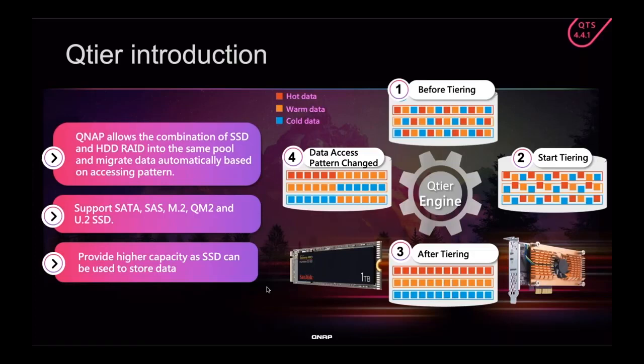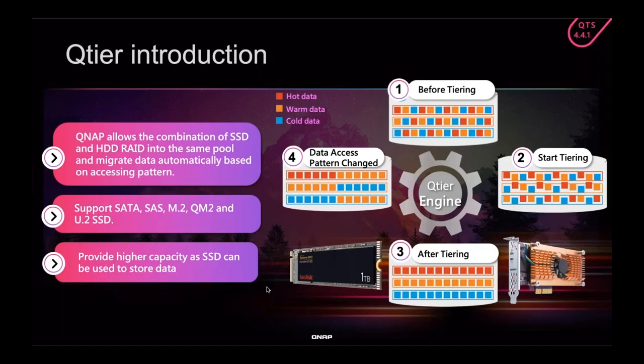So Qtier is a great feature that will take your hot data and relocate it to SSDs, and it will take your cold data, the data that you don't use as often on average, and relocate it to HDDs. And that means the data that on average you use the most, you benefit from SSD speed. So it's a great feature, and it supports SATA, SAS, M.2, NVMe, or QM2 cards, U.2.